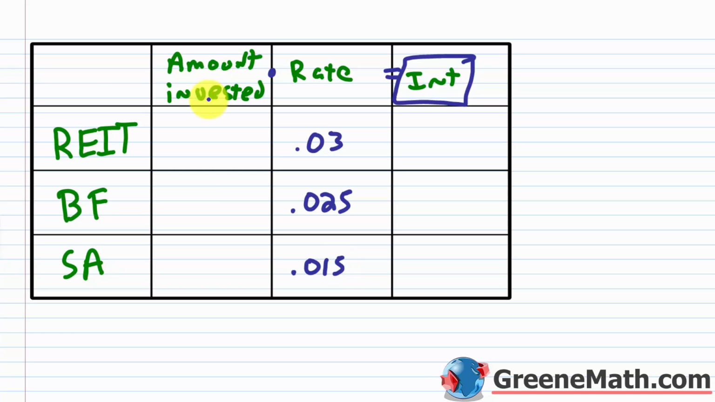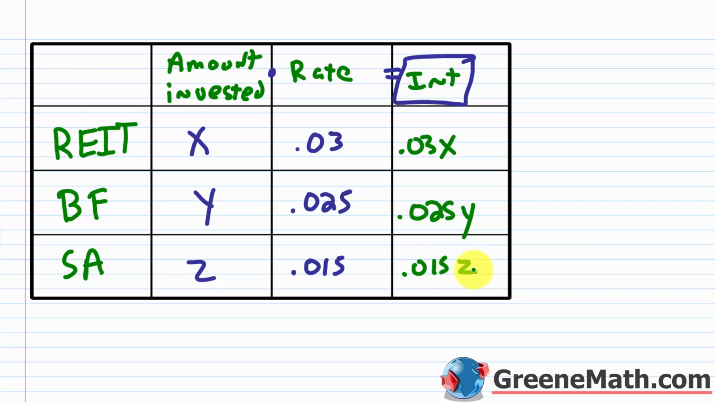Now, for the amount invested, remember, this is unknown. X is used to represent the amount invested in the REIT. Y is used to represent the amount invested in the bond fund. And Z is used to represent the amount invested in the savings account. So again, the product of these 2 would give me the simple interest earned over the course of a year. So 0.03 times X is the simple interest earned from the REIT. 0.025 times Y is the simple interest earned from the bond fund. And 0.015 times Z is the amount of simple interest earned from the savings account.